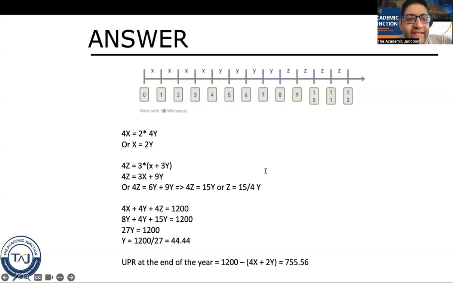And the UPR at the end of the year, since the policy was taken on 1st July, August, September, October, November, December, 4, 5, 6 months. 6 months have passed, which means that the UPR, it would have earned 4X plus 2Y, correct? 6 months have passed. This is the earning pattern of the policy.